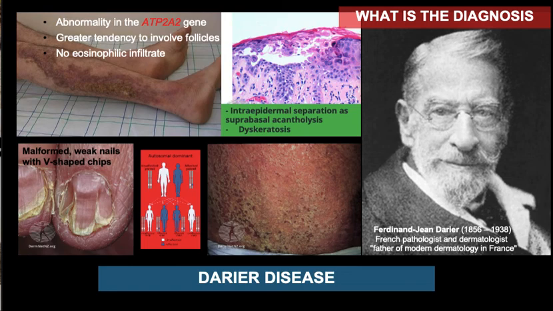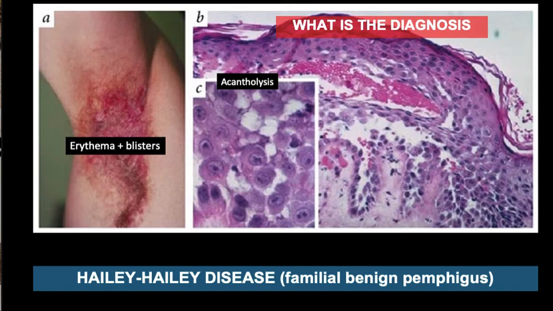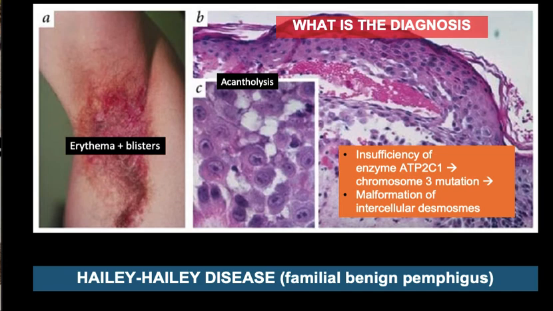The third condition that is similar to Grover's and Darier's is Hailey-Hailey disease. And here in the axilla, you see an erythematous lesion, widespread with blister formation. If you look at the biopsy, you will see those acantholytic cells and those round acantholytic epidermis where the split is also suprabasilar. And this is Hailey-Hailey disease, or familial benign pemphigus. Usually it happens because of insufficiency of ATP2C1 that causes a mutation in chromosome 3. And this mutation causes malformation of the intercellular desmosomes, which causes this acantholysis.